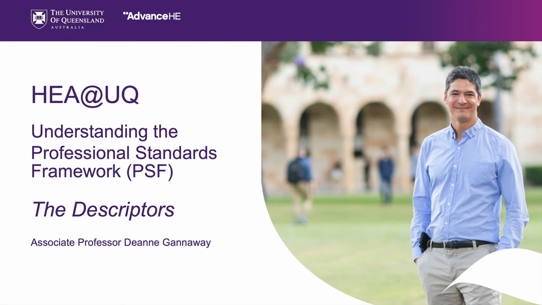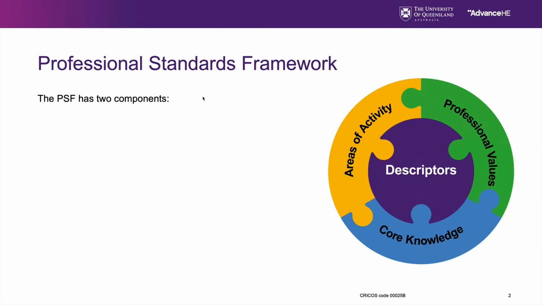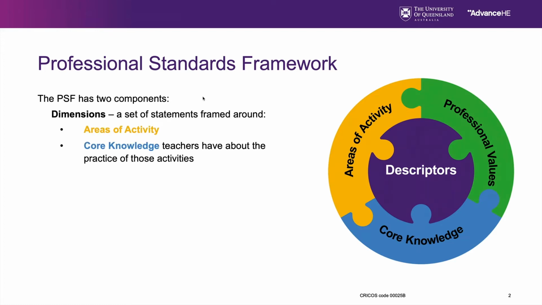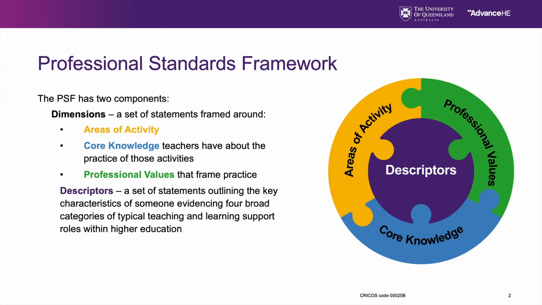This video is going to be focusing on one element of the Professional Standards Framework, the descriptors. The Professional Standards Framework has two components: the dimensions, which is the set of statements around the areas of activity, the core knowledges that you have as a teacher, and the professional values that you might frame your teaching practice. The other element, the descriptors, are the kinds of statements that outline the characteristics and describe your teaching practice. These categories are called descriptors because they're essentially describing your practice, which may be varied.